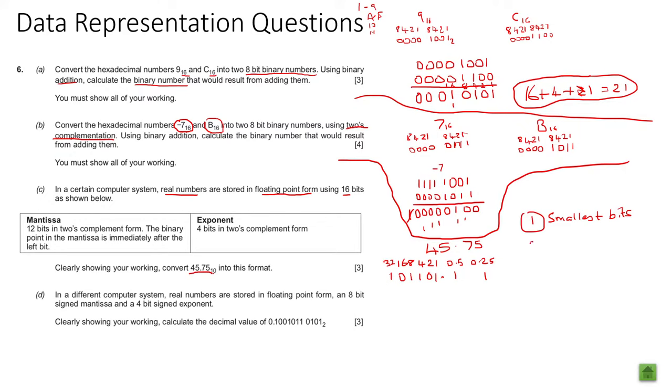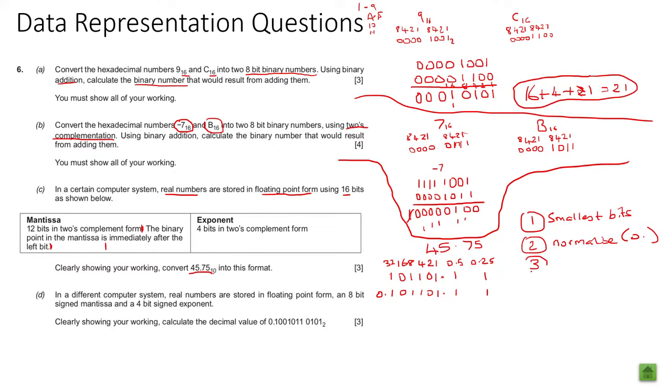The next step now: normalize the number. To normalize the number is this bit here, that it's talking about: the binary point in the mantissa is immediately after the left bit. Because this is a positive number, 45.75, we're literally just going to put a naught point at the front. That 0 tells us it's a positive number. Now it looks like I've got two decimal points in there, haven't I? Don't worry about that at all. To normalize, all you have to do is put naught point in front of the number. That's it. I've never seen a negative question, so it will always be naught point.